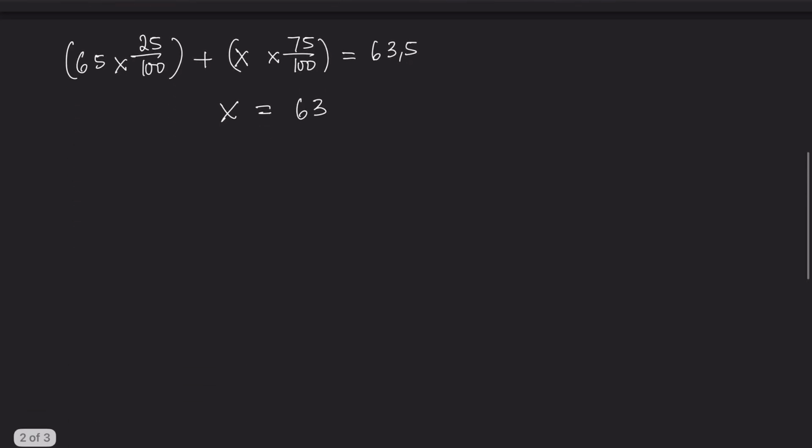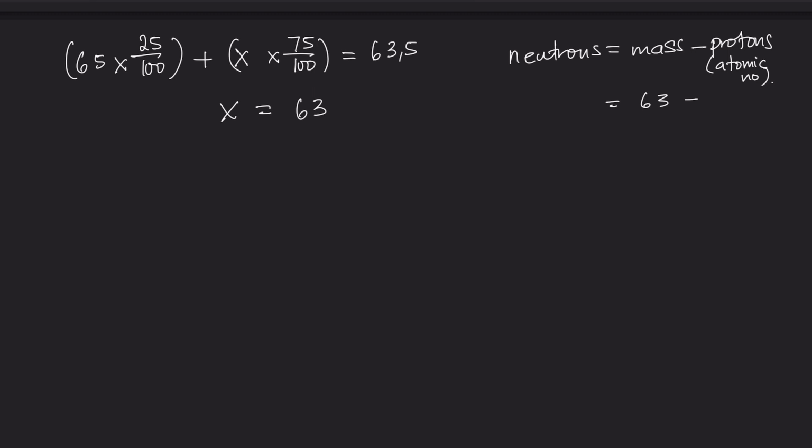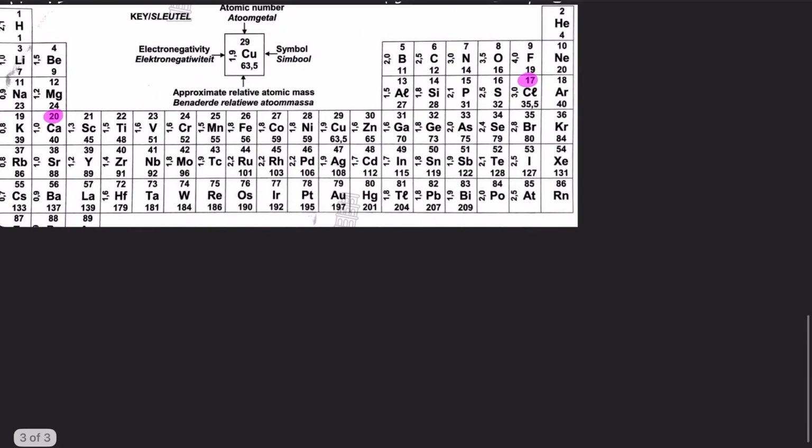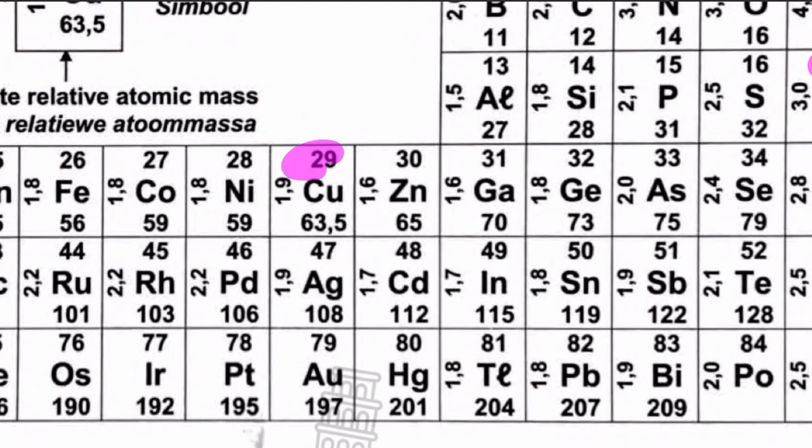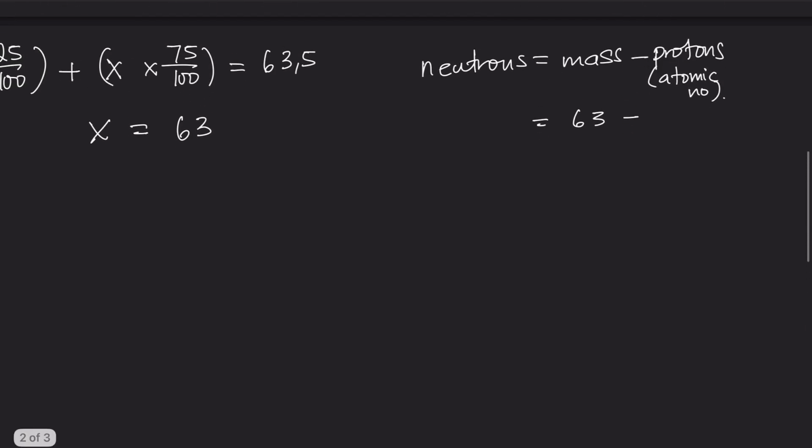So remember, the number of neutrons is equal to the mass minus the number of protons. And we know the protons is the atomic number. Now we worked out the mass to be 63. Let's check the atomic number for copper. The atomic number for copper is 29. So the number of neutrons is going to be 63 minus 29, and that gives us an answer of 34 neutrons.